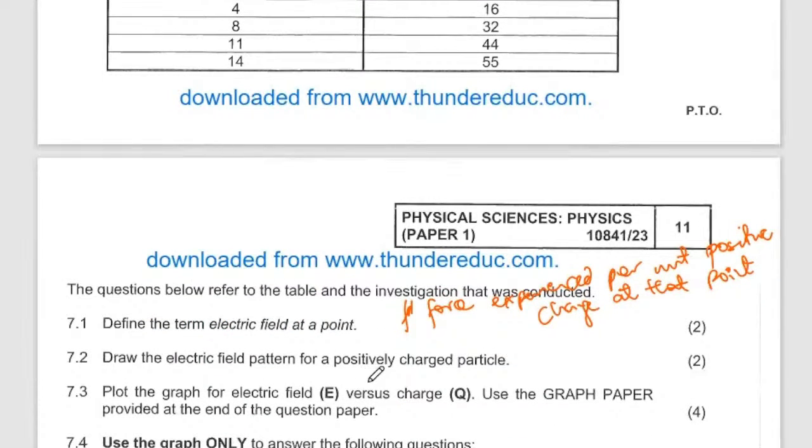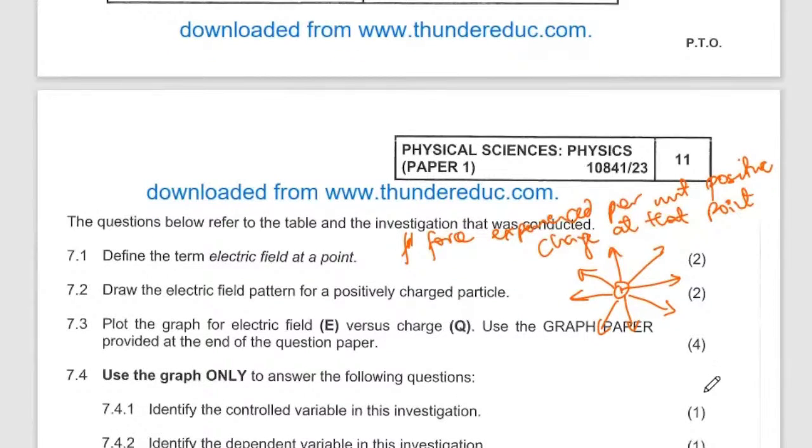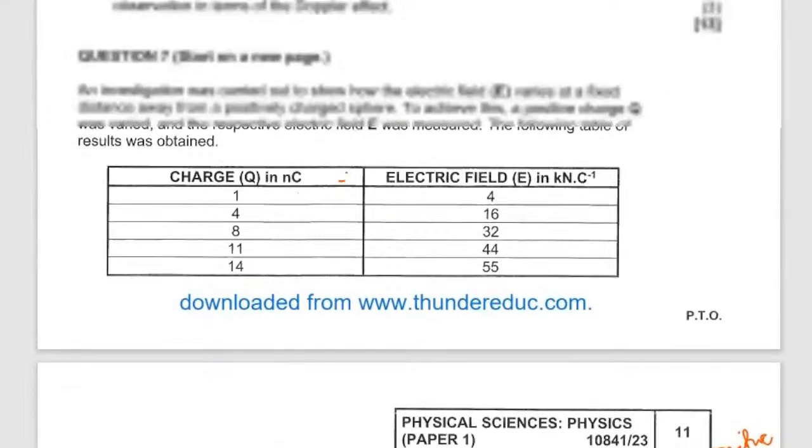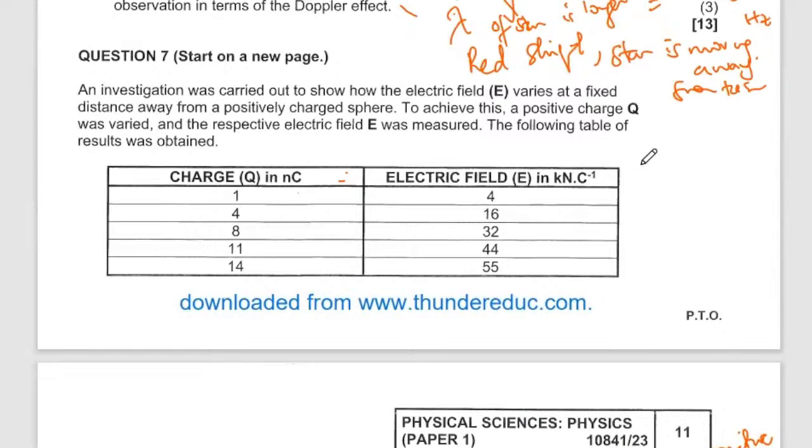Then they want us to draw the electric field pattern for a positively charged object. So when it is positively charged, we expect the field lines to be moving out. Remember, these field lines should never cross. So that is that. And then 7.3, they want us to plot a graph of E versus Q. So I'll just try to put that sketch.